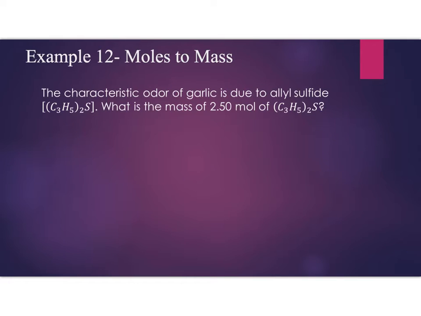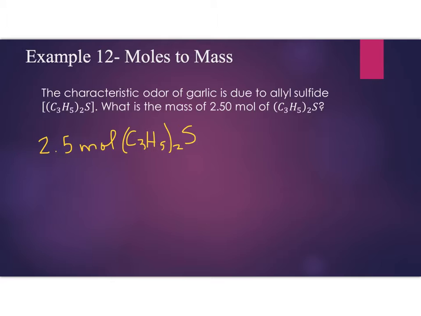For our next example, we're going to go a little bit farther this time. For example 12, it says the characteristic odor of garlic is due to the allyl sulfide, and they give you the formula. What is the mass of 2.5 moles of allyl sulfide? So just like any other problem, we are going to start with what they give us, which is 2.5 moles of (C3H5)2S.